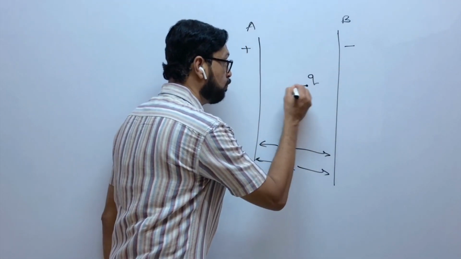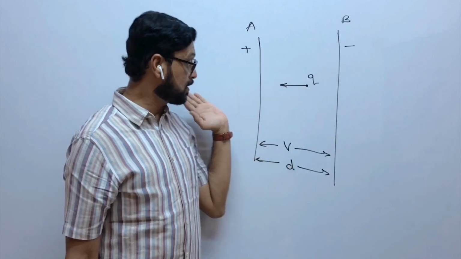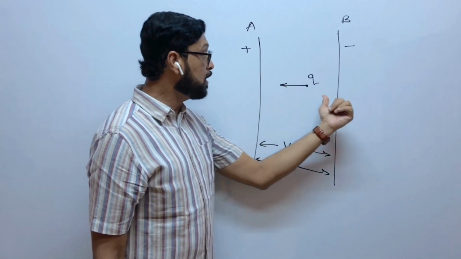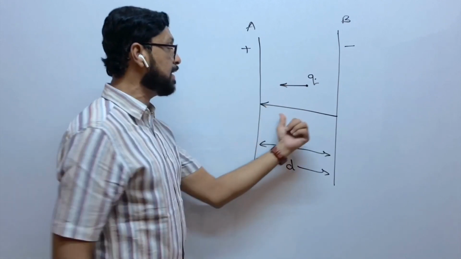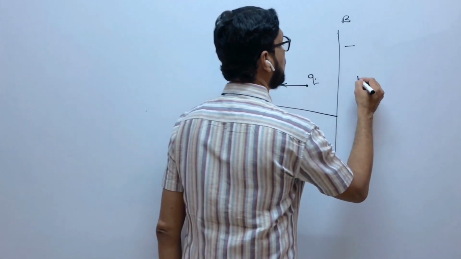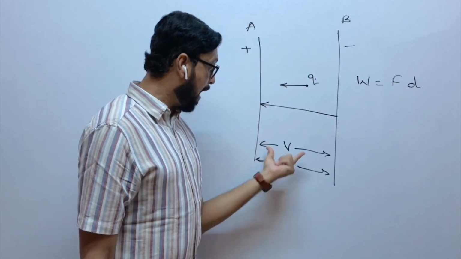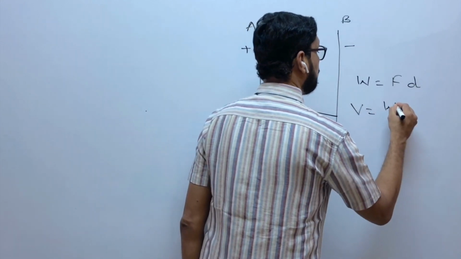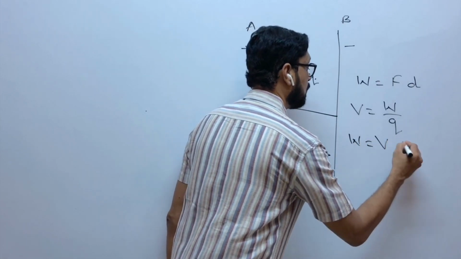So if you want to move this charge towards plate A, you'll have to perform work because there is opposition, and wherever there is opposition, you have to perform work. So in order to bring this charge Q from plate B to plate A, you'll have to perform work. That work is given by force into displacement, and by definition of potential difference, V is W upon Q. So the work done is VQ.